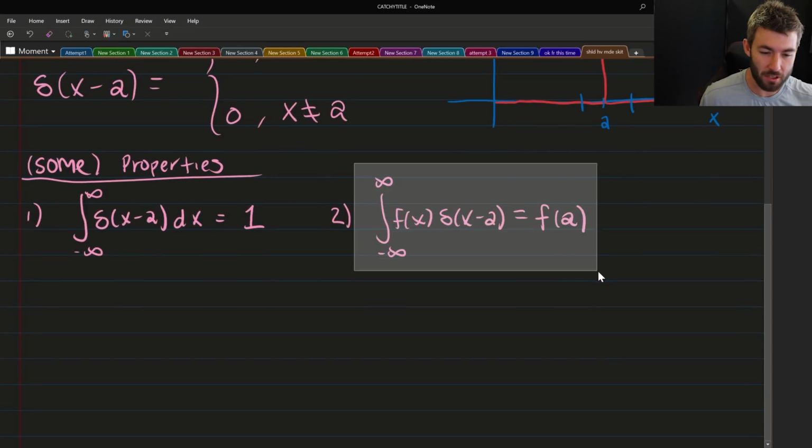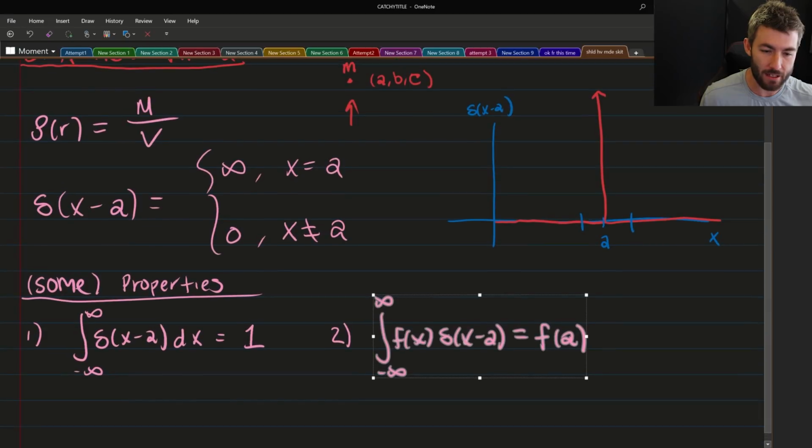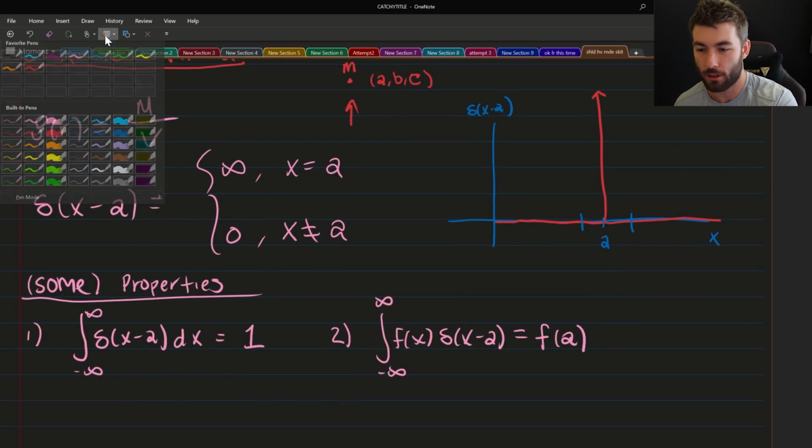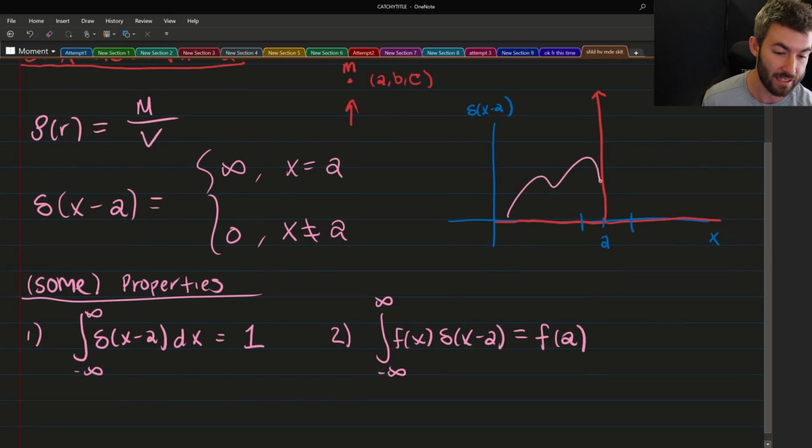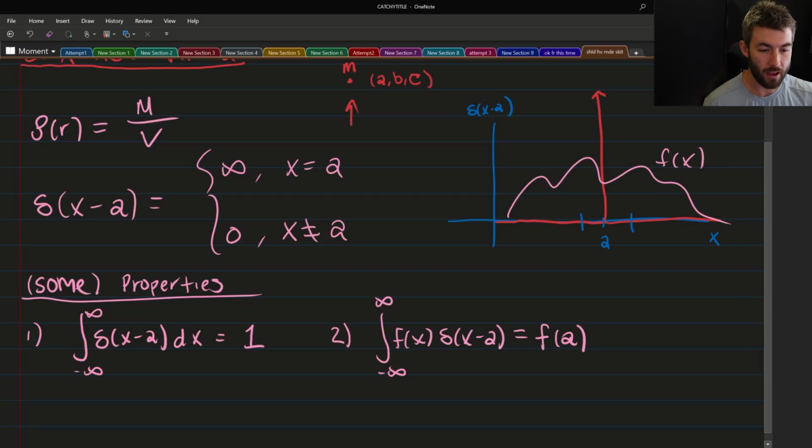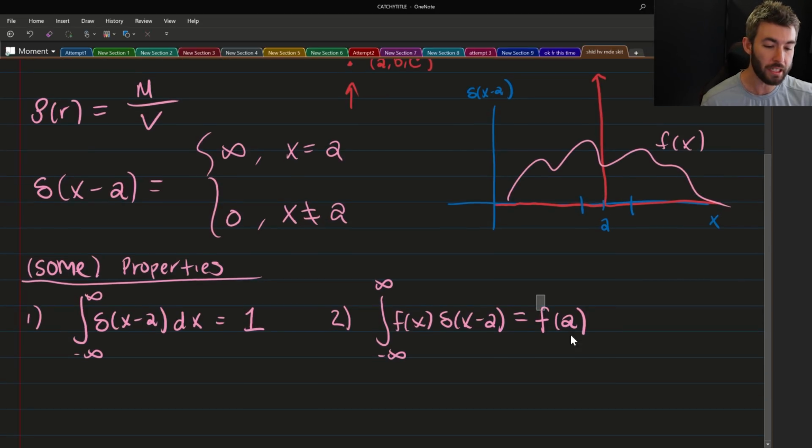Now, for some intuition for why this identity ends up being satisfied: if we think about multiplying this delta function by some other function, let's say this is f of x, then we're effectively multiplying f of x times 0 everywhere except for at that point x equal to a. So that's why it only gets a contribution at x equal to a.